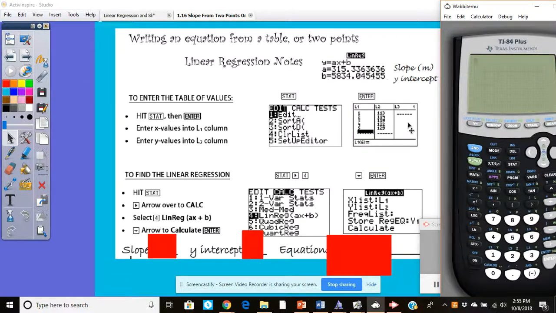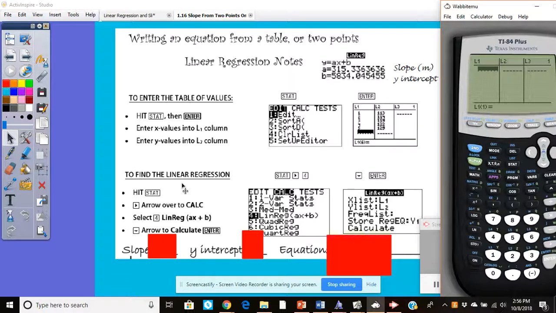So you're going to go to Stat. The Stat key is this one right here, and then Enter for Edit. And then you're going to come up with lists. You have list 1 and list 2. These are the two lists that we're going to be using. Your x values go into the list 1 column and your y values go into the list 2 column.